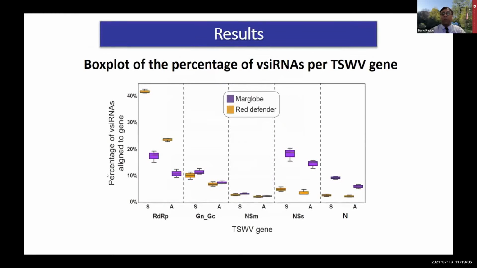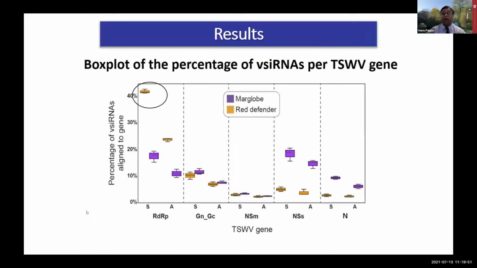Again, we looked at which particular gene within the TSWV genome is being targeted by the RNAi machinery. It turned out that in a resistant variety, the RNA polymerase is the preferential target for degradation. Whereas in a susceptible variety, more small RNAs came from the NSS gene that codes for the silencing suppressor. Again, it makes sense if we look at the relative virus levels in resistant versus susceptible varieties, that we found more small RNAs from the RNA polymerase gene.